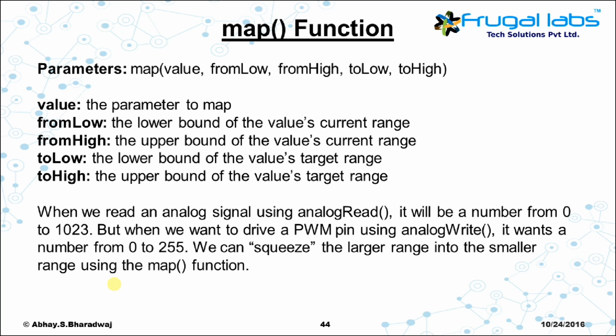So the map function has these parameters: value, from low, from high, to low, to high. Value is the parameter you want to map. From low is the lower bound of the value's current range. From high is the upper bound of the value's current range. To low is the lower bound of the value's target range, or the new range, and to high is the upper bound of the value's target range. I mentioned earlier, the explanation is here. We've read that analog read is from 0 to 1023, but analog write is only from 0 to 255. So we can squeeze the large range to a smaller range using the map function.